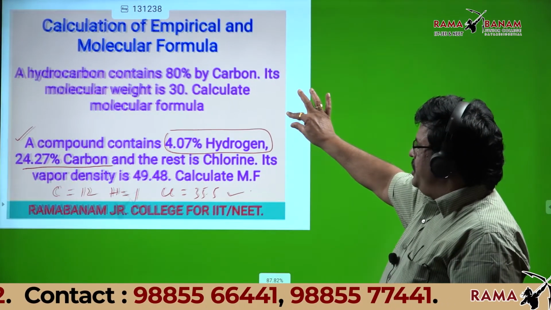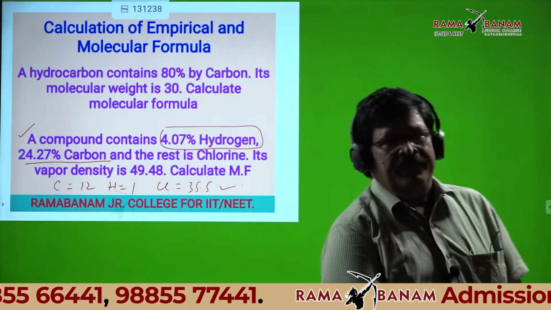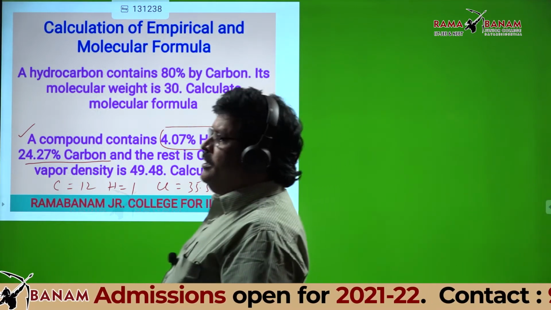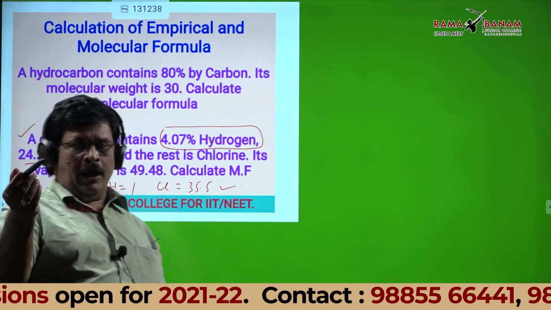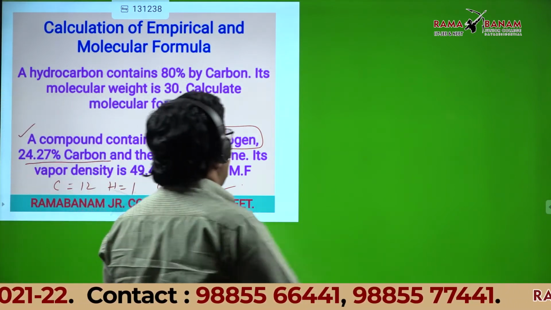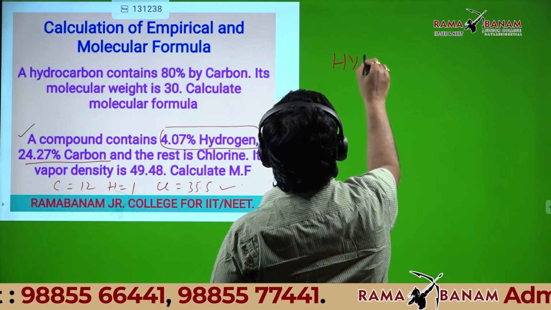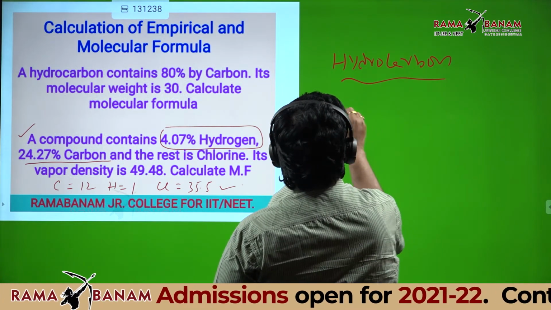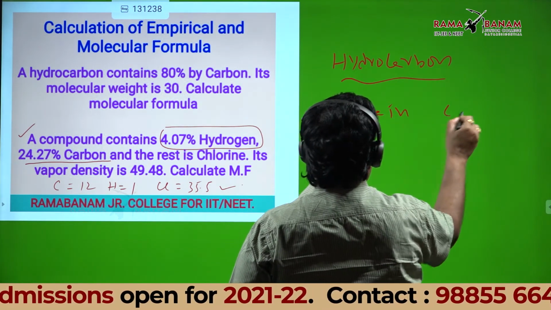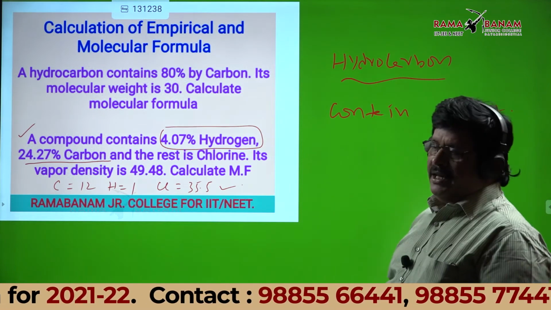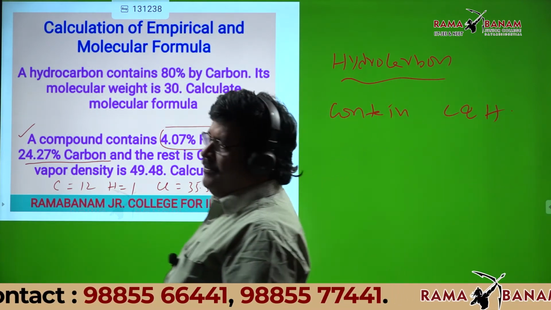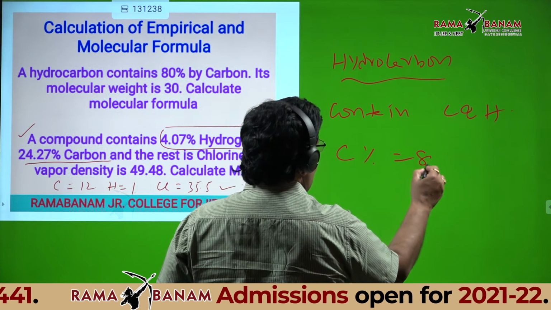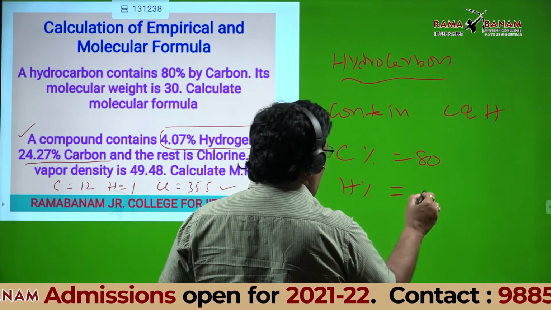I'll explain that first one. The problem says a hydrocarbon contains 80% carbon by mass. First of all, you should know what elements are in the given compound. Hydrocarbon means that it contains carbon and hydrogen only. So carbon percentage is 80, and obviously hydrogen is 20.